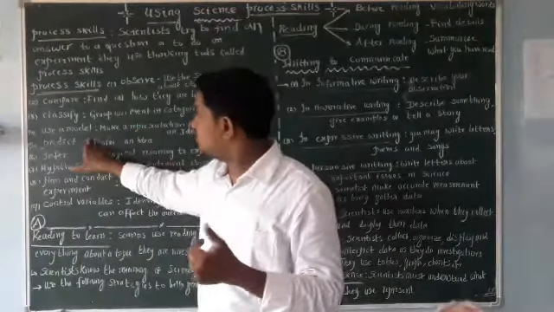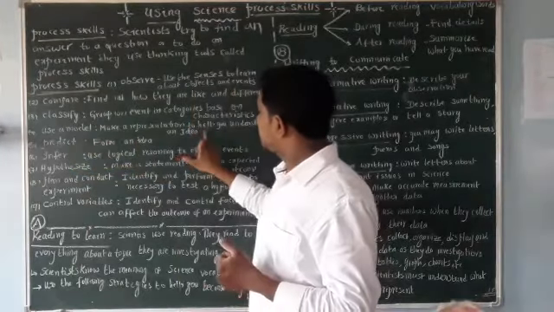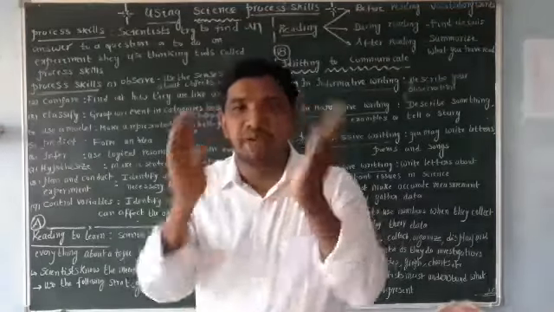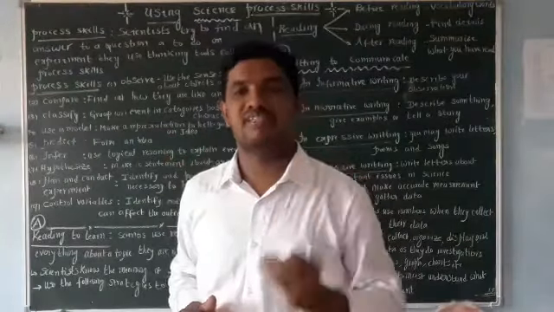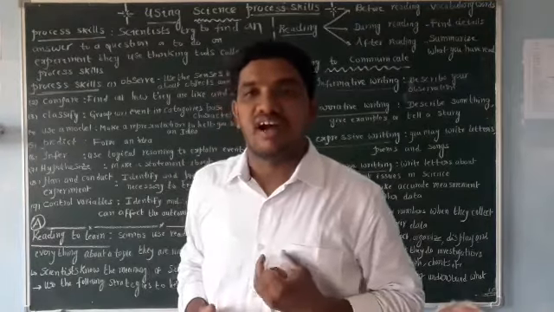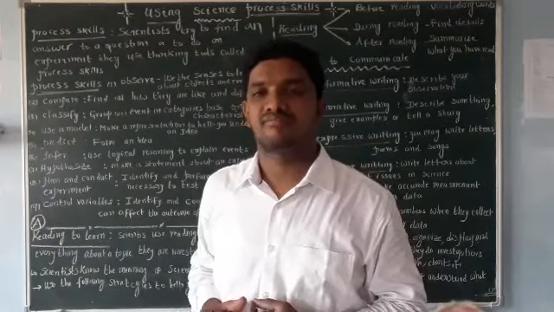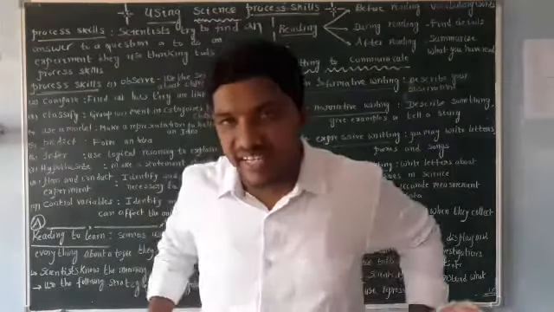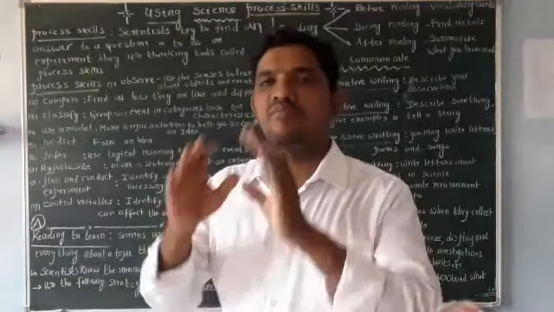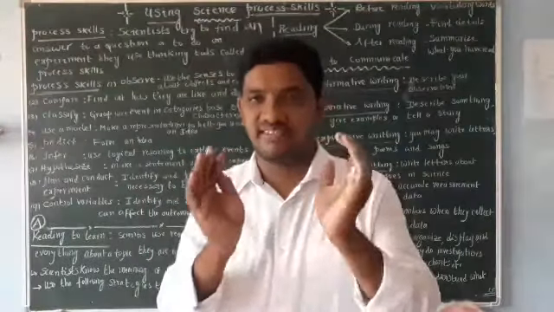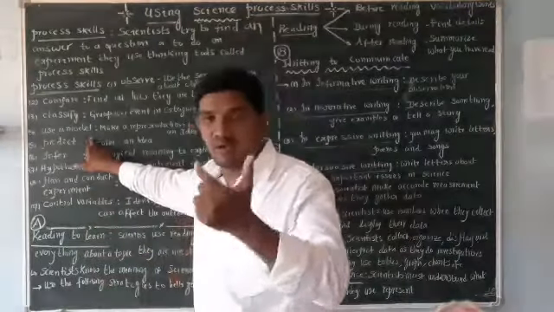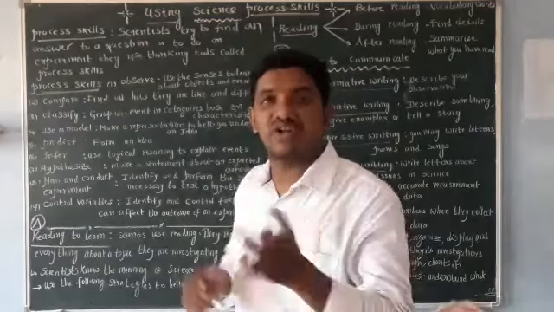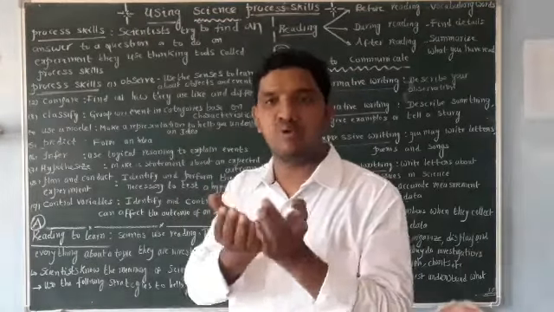Next one, use a model. Make a representation to help you understand an idea. For example, we are using many models in biology. Instead of a real heart, they use a model of a heart. Instead of kidneys, they use the model of a kidney. These are some examples of using a model. A model of Earth is called a globe. Globe is a model of Earth.